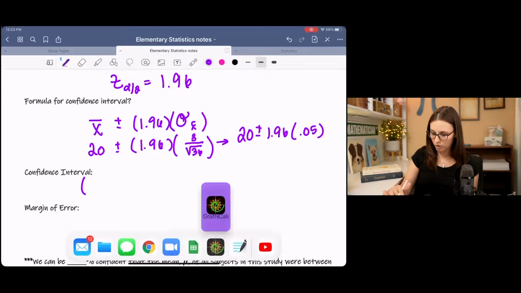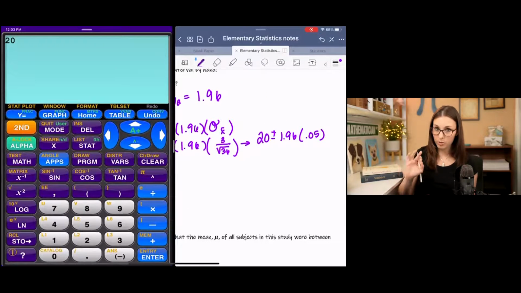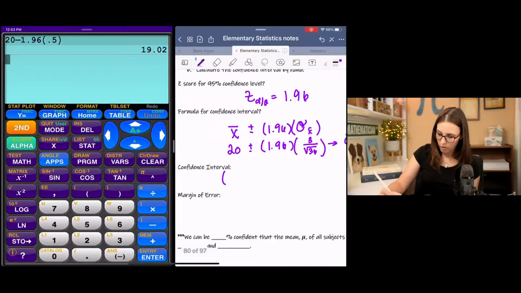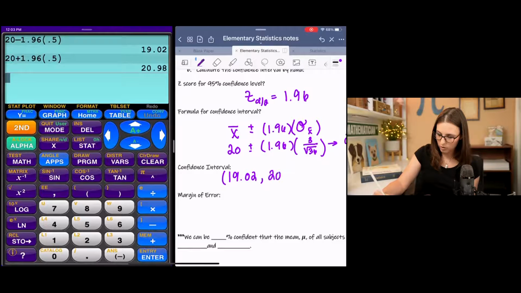So I'm going to pull up my calculator. I've got 20. I'm going to start with the smaller one. So I'm going to start with minus 1.96 times, I wrote that wrong. I'm really sorry. That's 0.5, 3/6. And we get 19.02 for the left bound. Then I'm going to go second entry, change this to a plus. And that gives me my right bound.